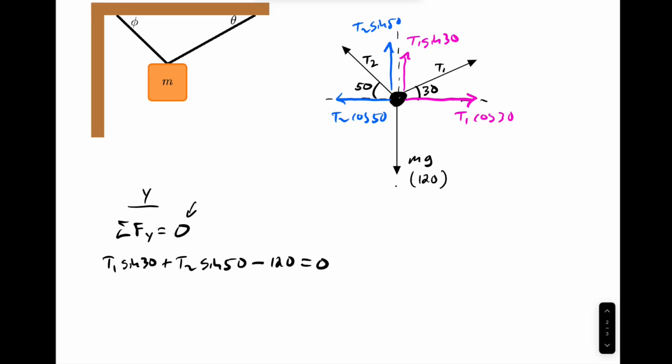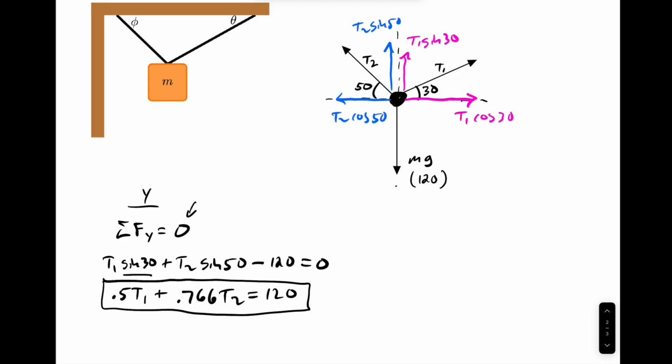So now, when I go through this, the sine of 30 is 0.5, so this is going to be 0.5 T1 plus, now the sine of 50 is 0.766, so this will be 0.766 T2. Then I add 120 to both sides, and that's equal to 120. And now I've got this that I can't quite solve because I've got two things in there that I don't know. But that's okay. Let's go over to the x direction.